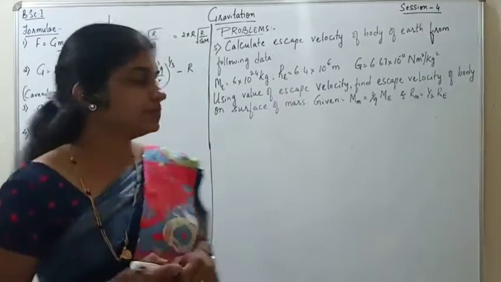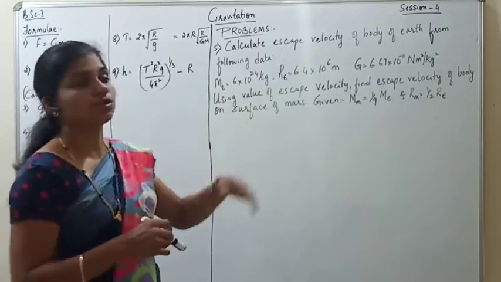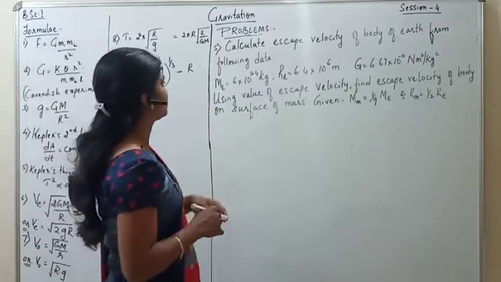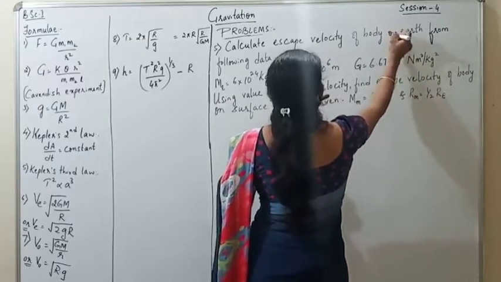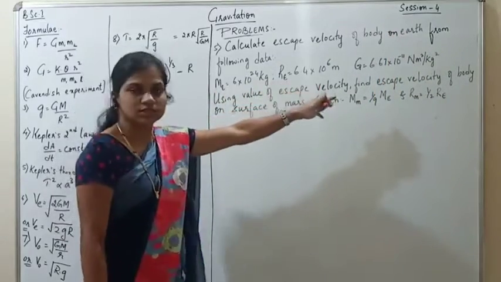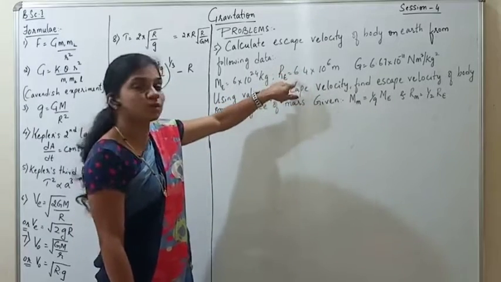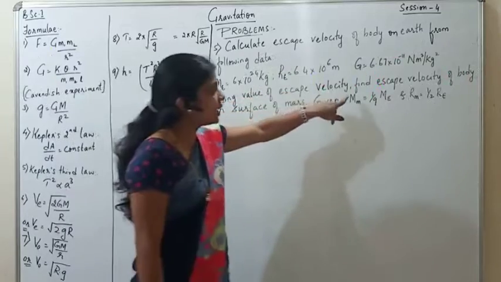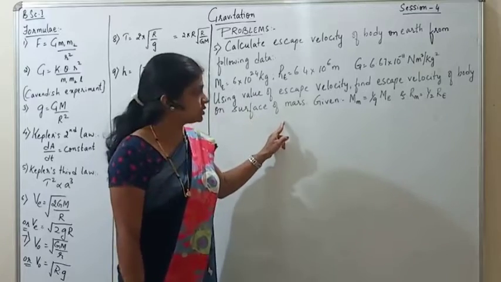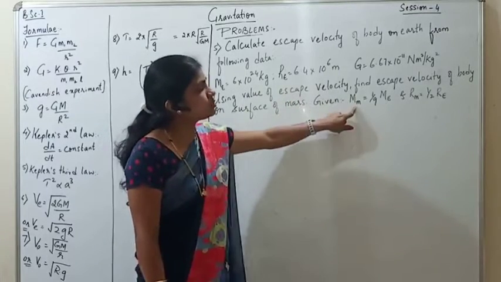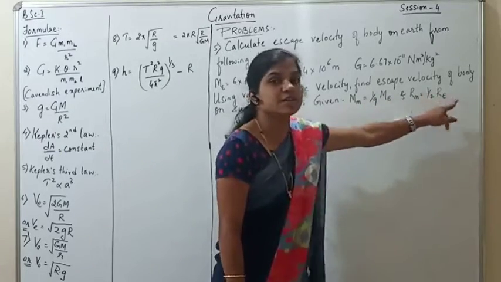The fifth problem: calculate the escape velocity of a body on Earth from the following data. So this is given to us and we have to use the value of escape velocity that we have calculated here to find the escape velocity of the body on the surface of Mars, where the mass of Mars is 1/9 the mass of Earth and the radius of Mars is half the radius of Earth.